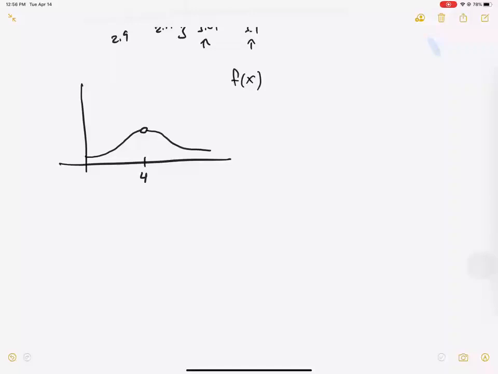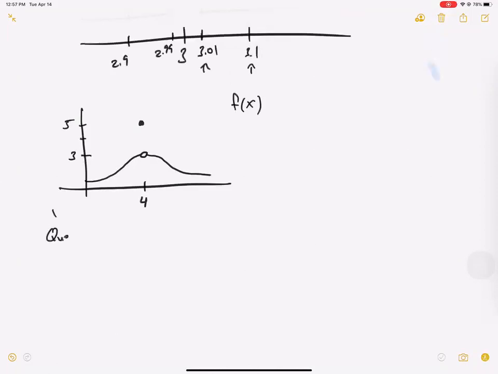Okay, this is the number 3, and I'm gonna do something kind of weird. Call that 5. Okay, so if we ask this question: what is f at 4? What is the actual value for f at 4?